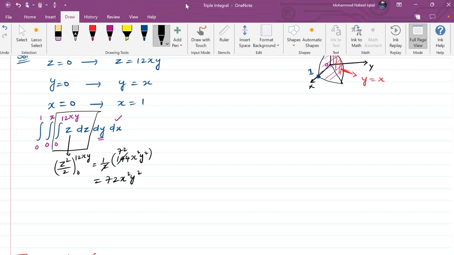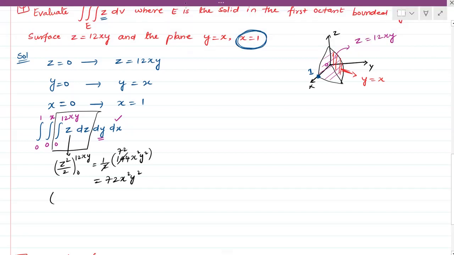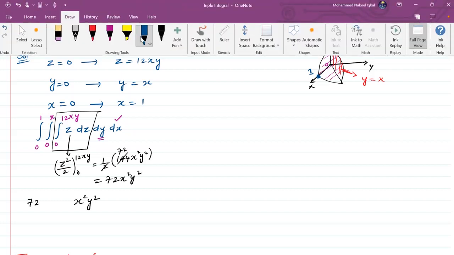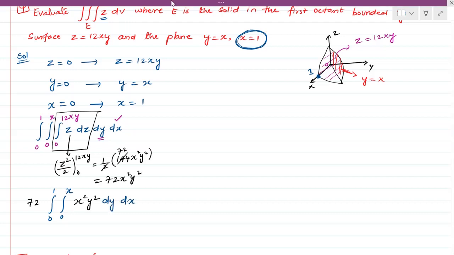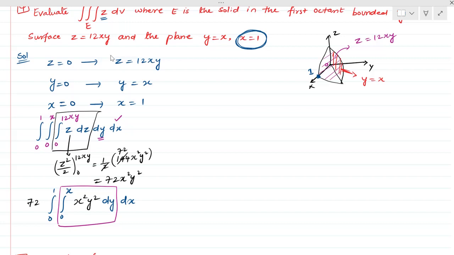So what happened? I substitute 72. I will take it outside the integral. Inside will be x square y square, since it is a variable. Now I write it as it is. Integral 0 to x and integral 0 to 1, and this is dy and dx. Now again I have to go with the innermost integral, with respect to y. Therefore x is a constant. So it is 72, integral 0 to 1, 0 to x, x square dy dx.